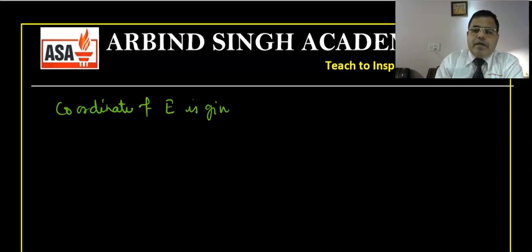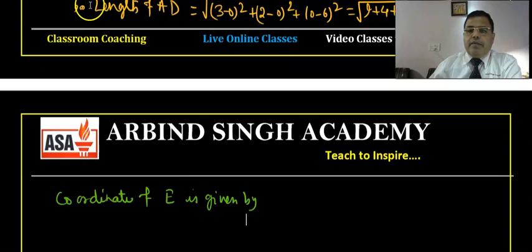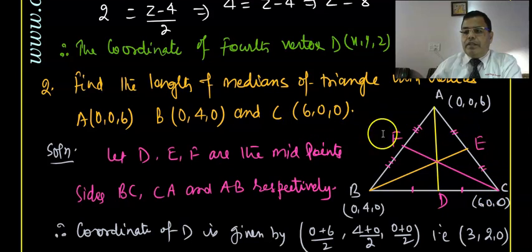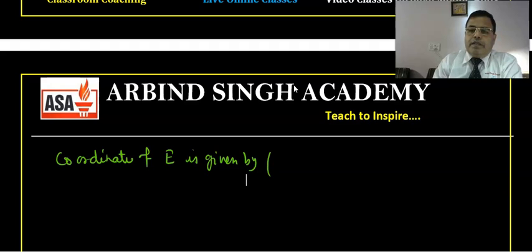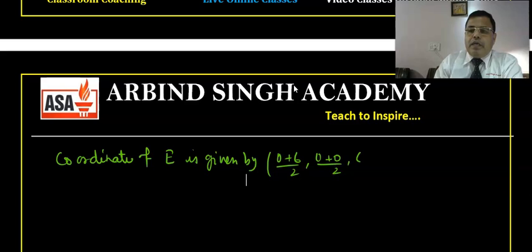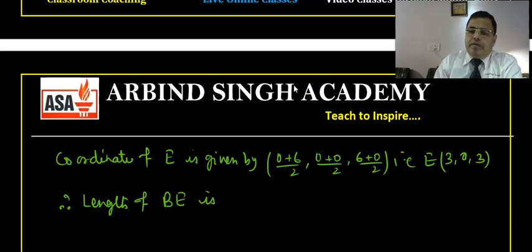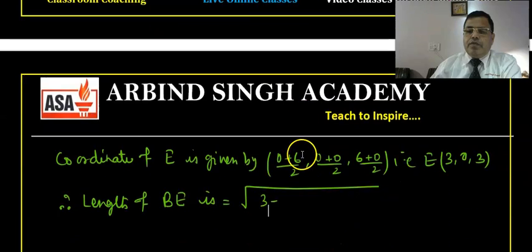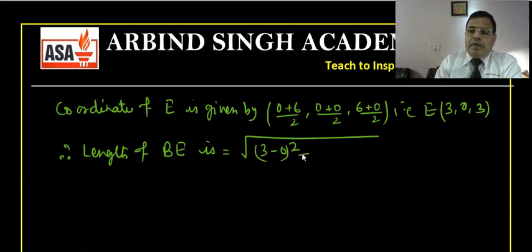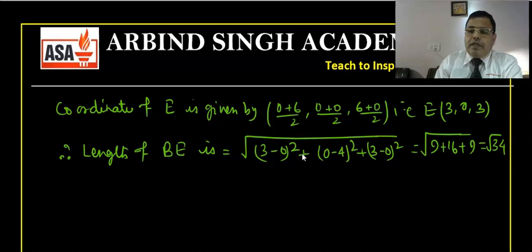Similarly, coordinate of E is (0 + 6)/2, (0 + 0)/2, and (6 + 0)/2, that is E is equal to (3, 0, 3). So length of median BE is the square root of (3 - 0) squared plus (0 - 4) squared plus (3 - 0) squared, since B is (0, 4, 0). That is 9 + 16 + 9, 25 plus 9, which is the square root of 34.